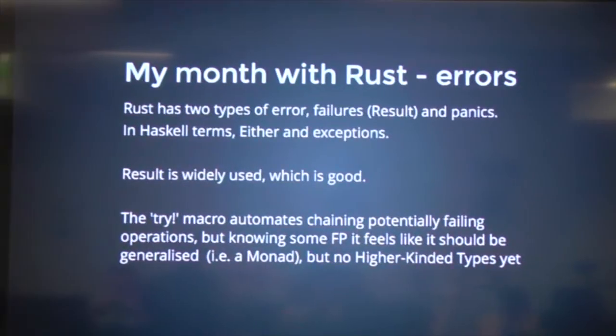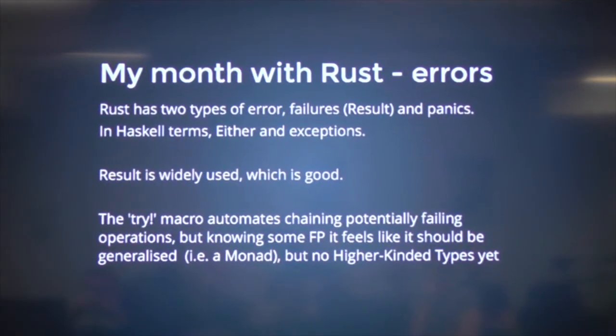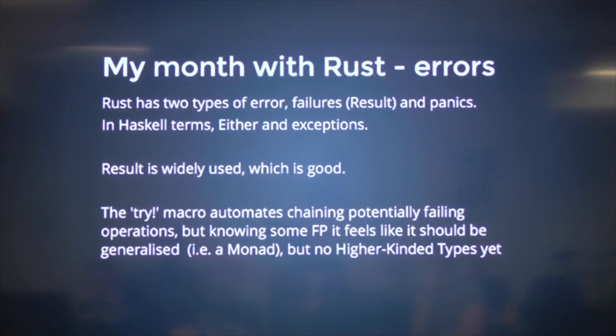Another thing I ran into fairly early on with dealing with Rust, because I was trying to use a parser, is error handling. Rust has two types of errors. Failures use the result type, which is like Either in Haskell, and this is, as you'd hope, a proper ADT, so usually what you use is pattern matching on it, or you can use various combinators on it to link things in different ways.